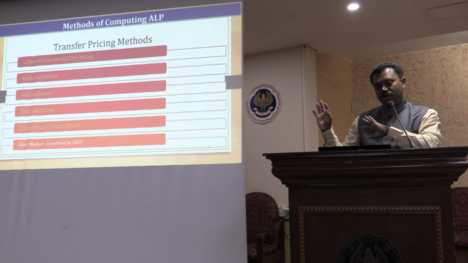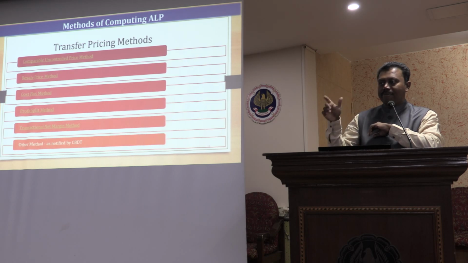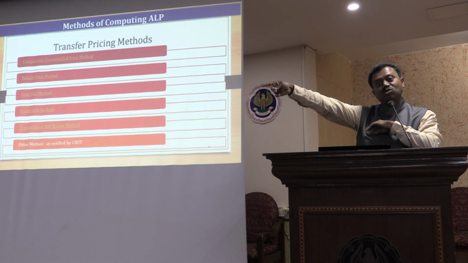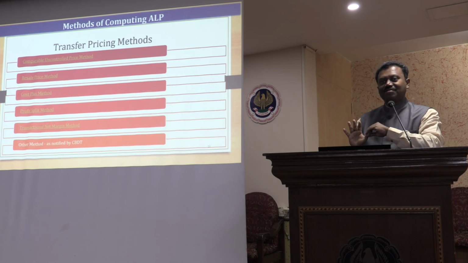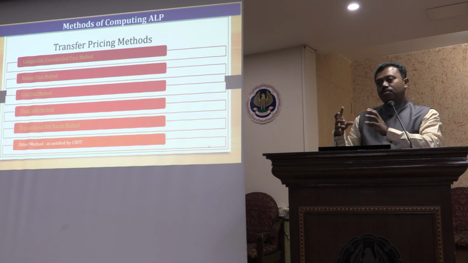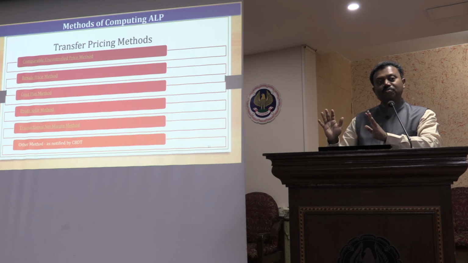To just read from here, it is the comparable uncontrolled pricing method, in short, the CUP method, and the resale price method. So CUP is a price method, and so is the resale price method. These two try to directly compare price with the unrelated party transaction. This is direct comparison. So it's probably the most sought after methods, but not that easy.